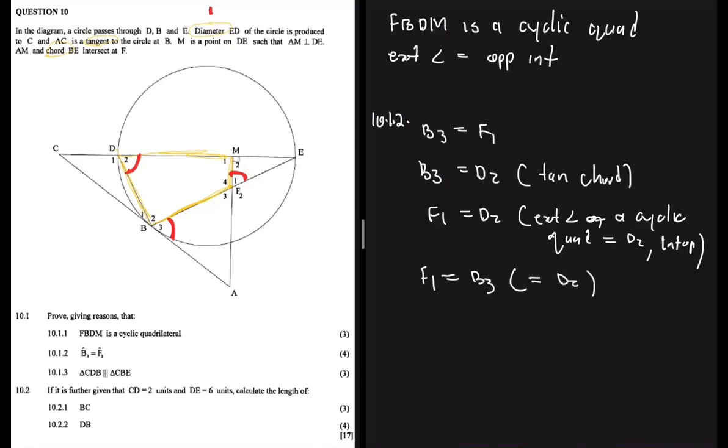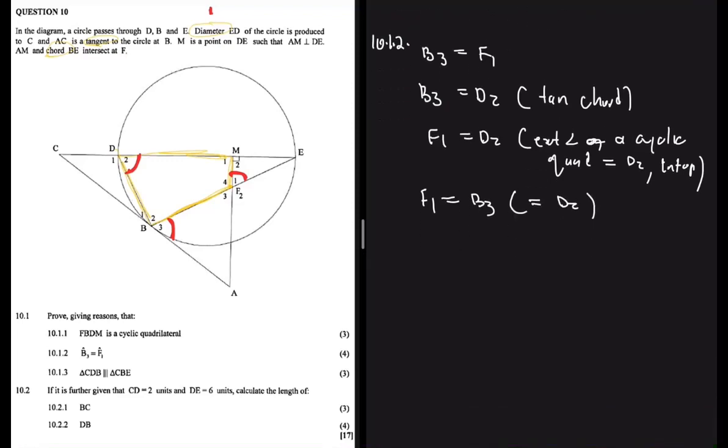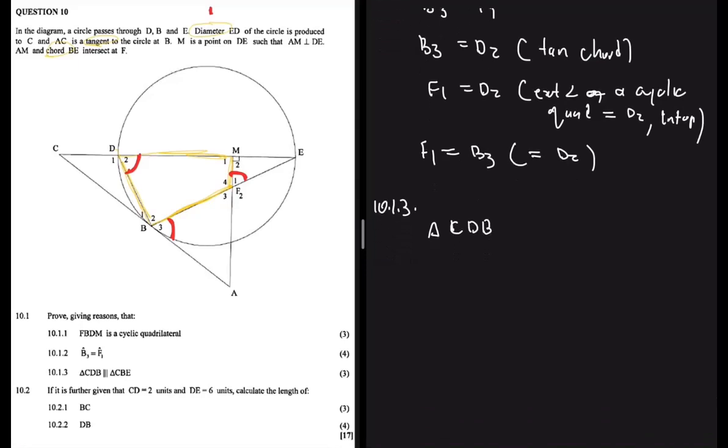And then we are done with proving 10.1.2, and now we can move ahead to 10.1.3. So for 10.1.3, we have triangle CDB, and they're saying let's prove that it is similar to triangle CBE. And again, we're not going to use anything apart from what we're given. We're going to stick to the keywords to answer all the problems. So up to so far, the keywords we have are diameter, tangent, chord.